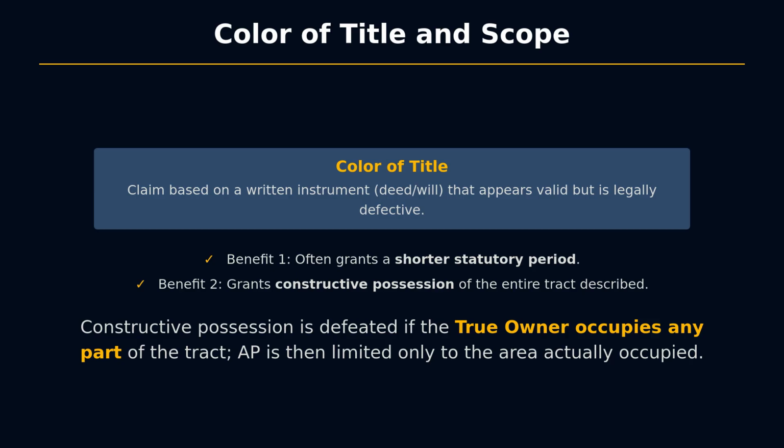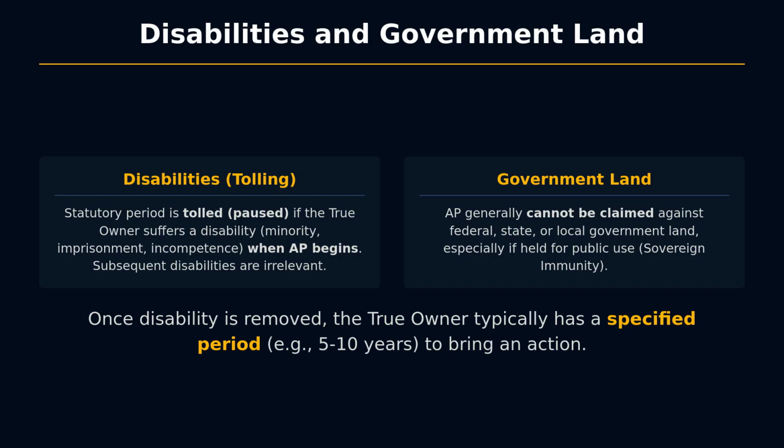This constructive possession applies only if the true owner is not also occupying any part of the tract. If the true owner occupies any part of the tract, constructive possession is limited strictly to the area actually occupied by the adverse possessor. The statutory period is tolled, meaning paused, if the true owner suffers from a legal disability at the precise time the adverse possession begins.